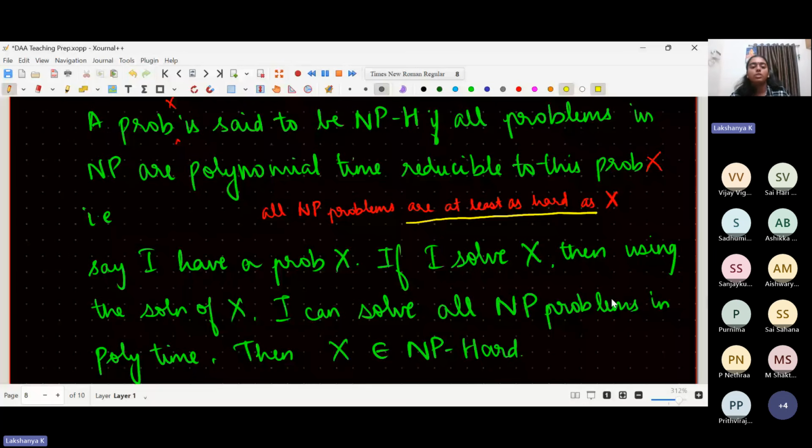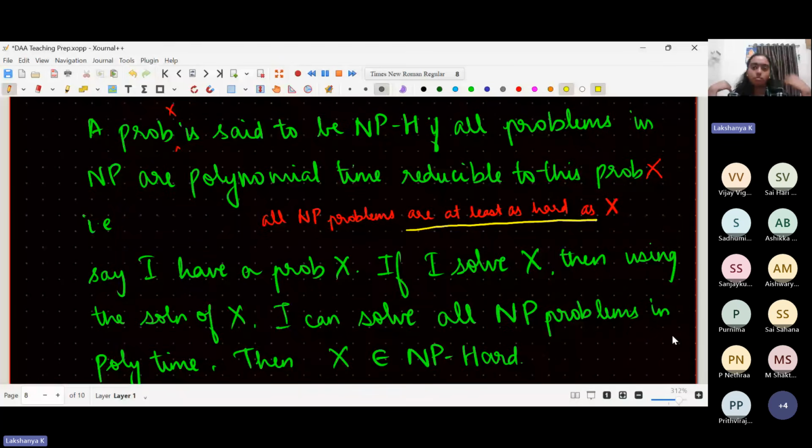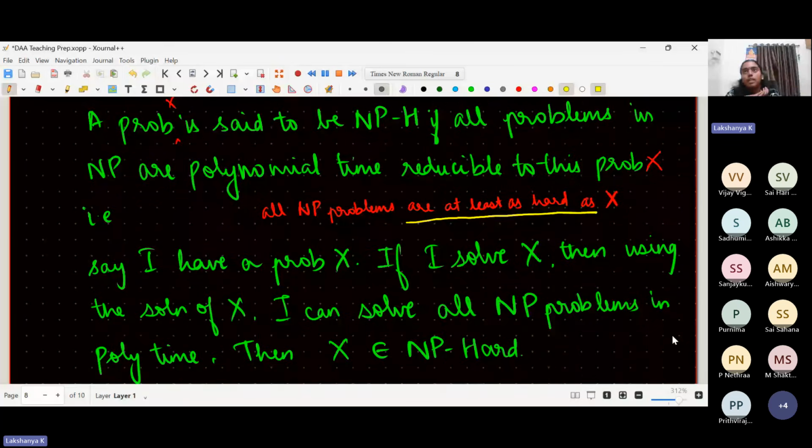Yeah, sure. So a problem X is said to be NP hard if all problems in NP are polynomial time reducible to this problem X. Okay, so I'll give you the example my faculty gave me when he was teaching this. So let's say there is a multi-story building. You want to reach the 12th floor.